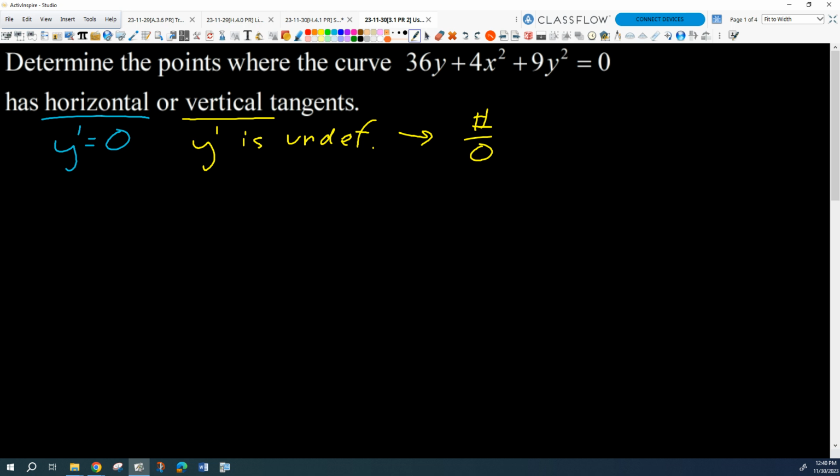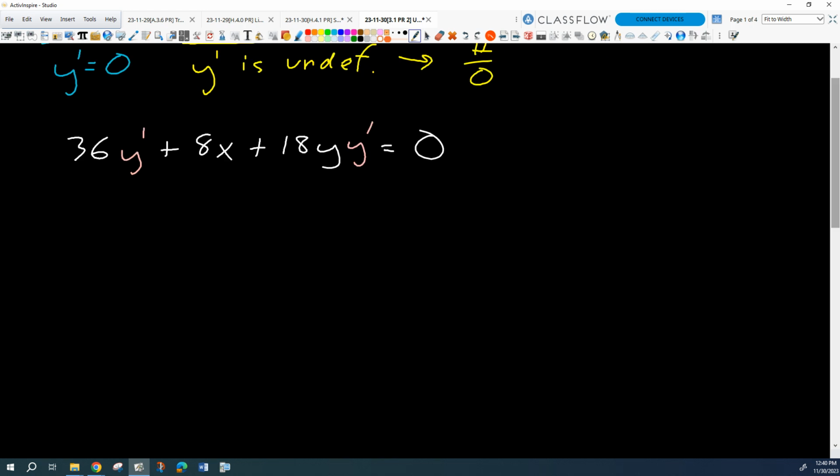36y prime. Everybody agree? Okay. So we're getting 36y prime, plus the next term, 8x. Last term, 18y prime equals 0. Okay, so then if we solve for y prime, well, we could do one thing.